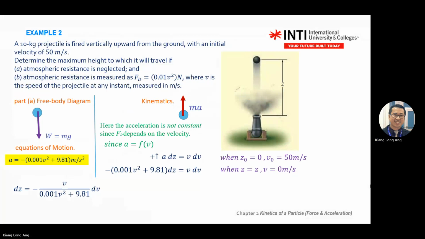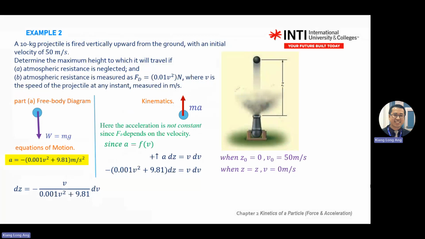Okay, rearrange. This one put to this side. This is a bracket, so you pull this one to the right hand side. You will see dz on the left, and v dv divided by the bracket on the right. You just carry the negative along together. So that's why there's a negative sign here. Okay, then the next step is the integration chapter already.